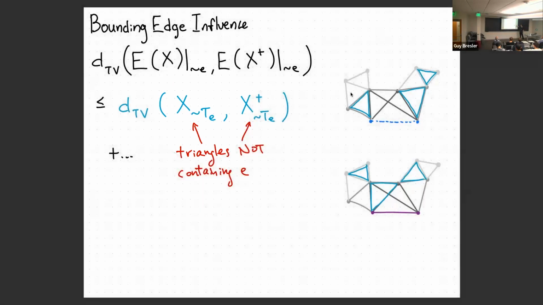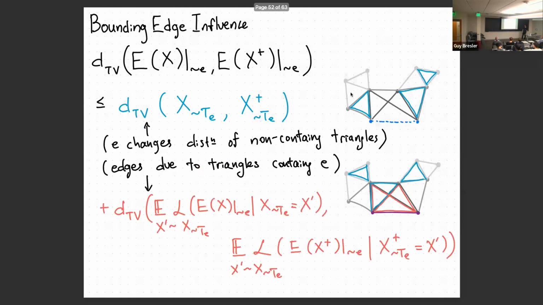They're not that far, right? The ones that don't include this edge. So the question is, how much does edge E actually impact the distribution out here? And then there's a second term, which has something to do with the triangles that here are in this, I guess, red color, that do include edge E.